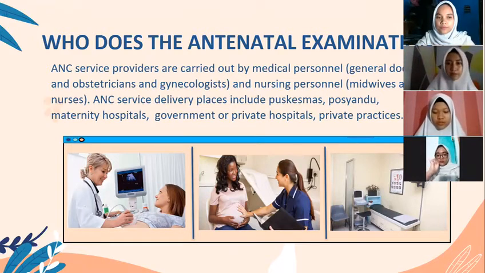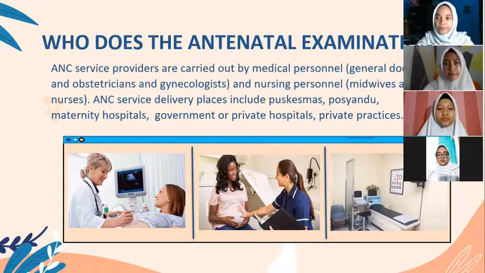Nursing personnel are midwives and nurses. ANC service delivery places include puskesmas, posyandu, maternity hospitals, government or private hospitals, and private practice. By applying the quality and standard of antenatal care examination, there are operational standards known as the 70 minimum standards, such as height, weight, blood pressure, uterine fundal height, and so on, to improve maternal health during pregnancy. Thank you very much.